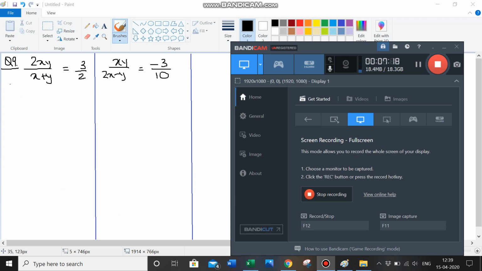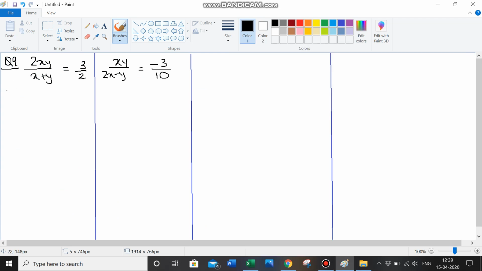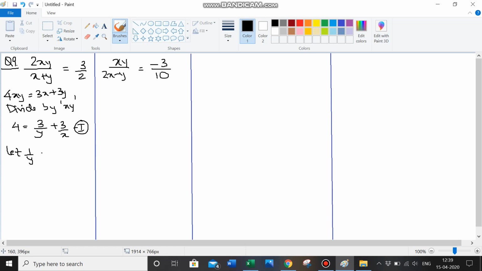Let's move on to the last question. So this is question 9. Let's cross multiply. So it is 4xy is equal to 3x plus 3y. Again, this is the equation where xy is there. So dividing both sides by xy, I get 4 is equal to 3 upon y plus 3 upon x. That's my first equation. Let 1 upon y is equal to a, 1 upon x is equal to b. So this is 3a plus 3b is equal to 4. That's my equation number 2.